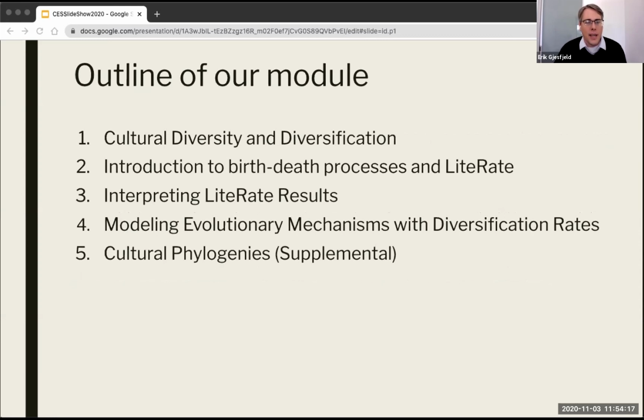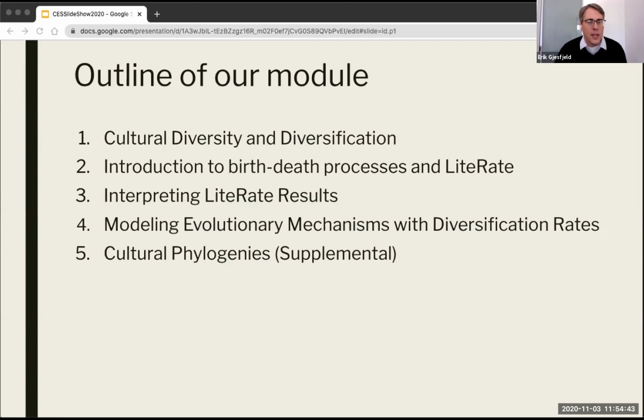Specifically, a program known as LightRate, which is a program we developed to implement a birth-death model and estimate rates of diversification. This particular program runs in Python, and so we also try to build in experience in coding in Python and seeing how the code we develop looks in Python, so that users can look at it and really interact with it.